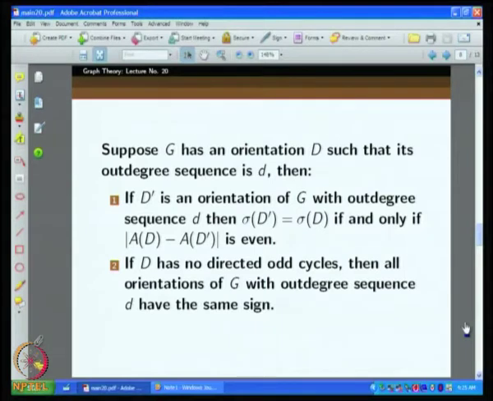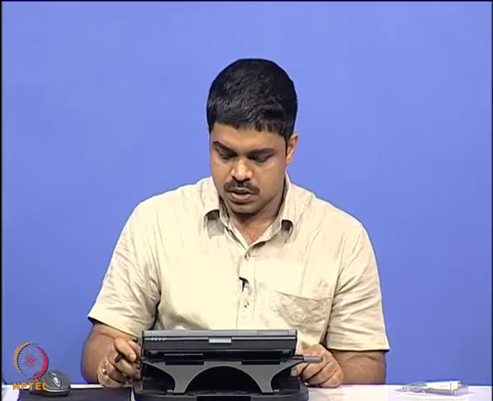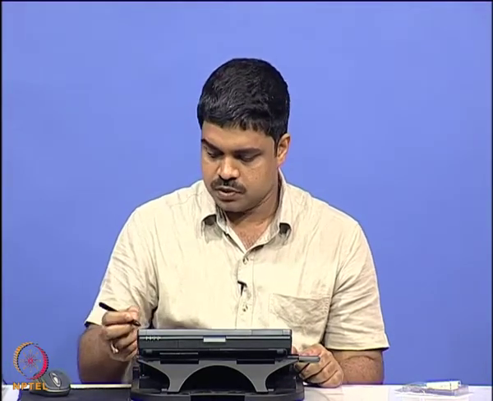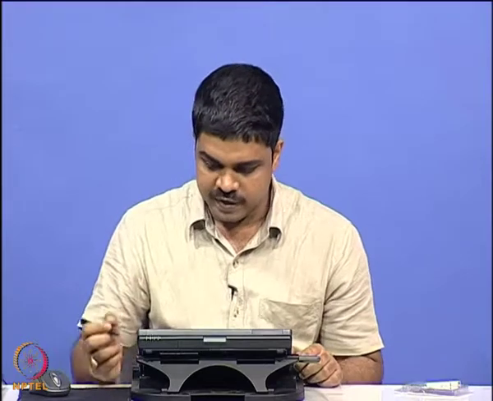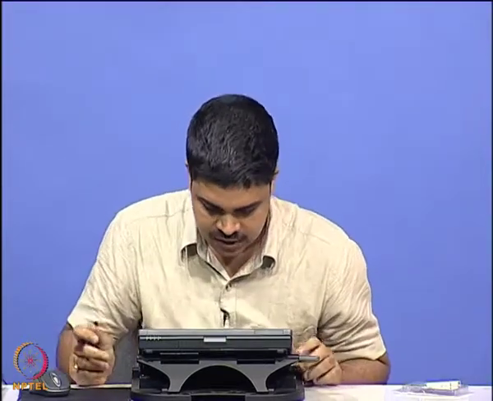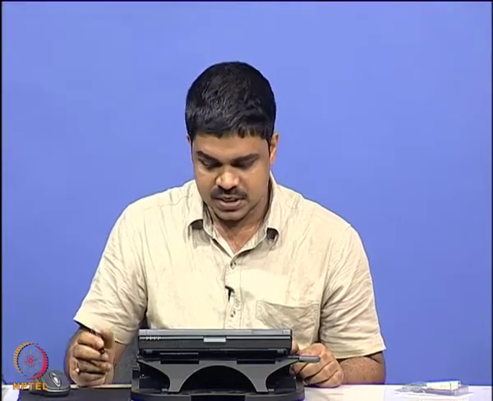Now, if D has no directed odd cycles, then all orientations of G with out degree sequence D have to be the same sign. Why is it so? Because you consider any other degree sequence and remove the intersection part, and when you look at each vertex, they have different signs and therefore incoming degree and outgoing degree have to be equal. I think this part requires some subtleties, so we will explain this in the next class.